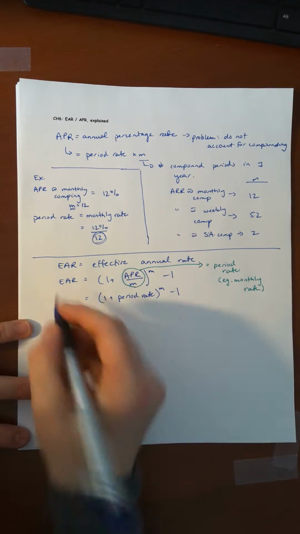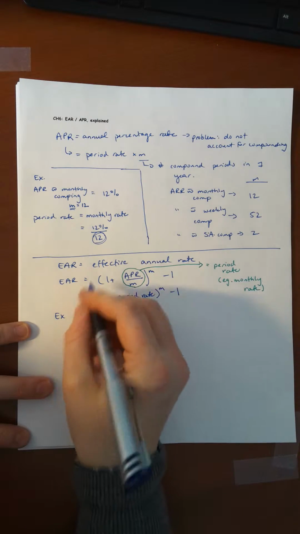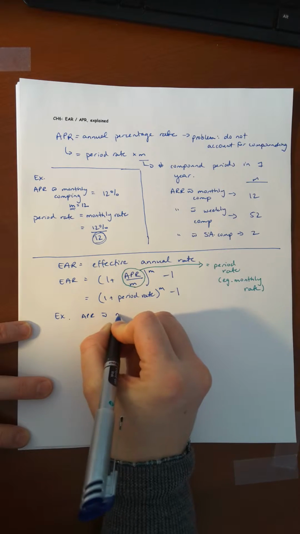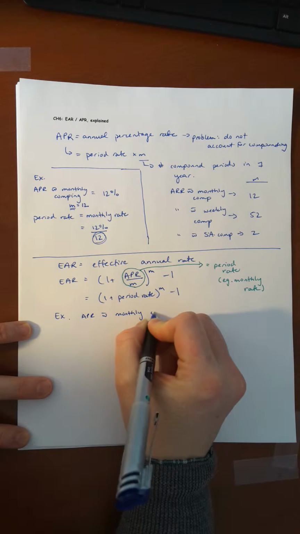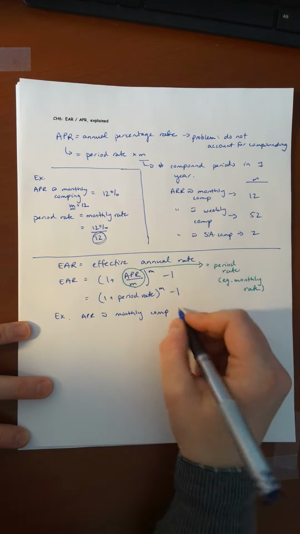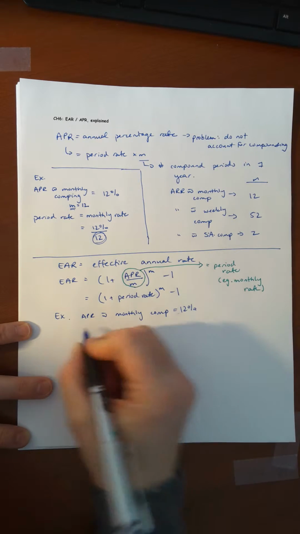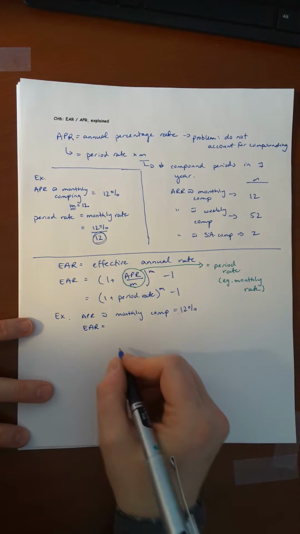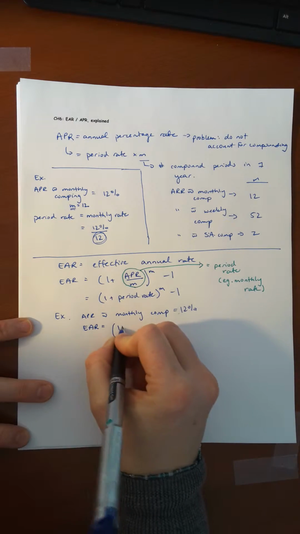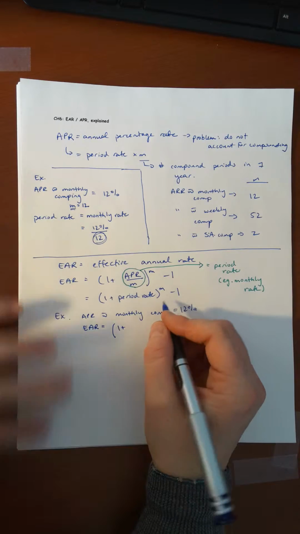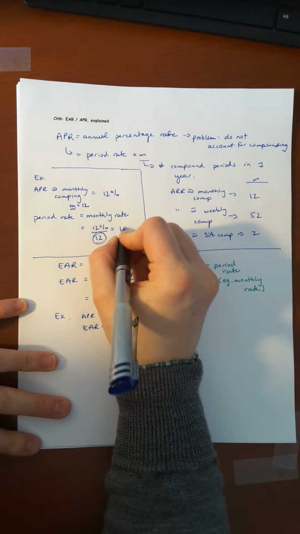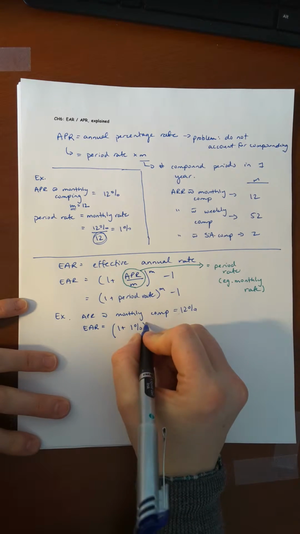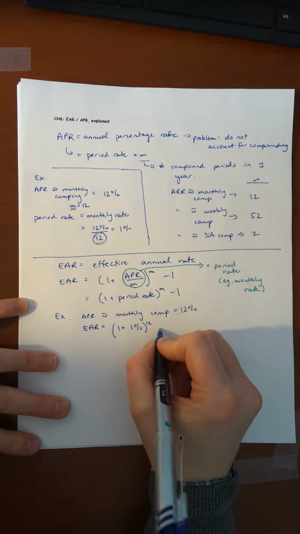So what's an example here? Let's do an example with the one above. Okay, so we've got an APR with monthly compounding equal to 12%. I want to know what is the EAR. So the EAR would be calculated as 1 plus the period rate, which I didn't solve through here, but that would be equal to 1%. So 1 plus 1% to the power 12 minus 1.